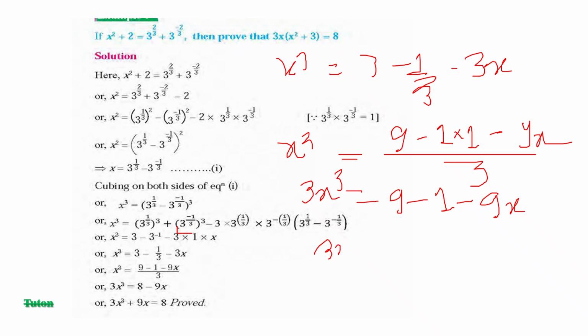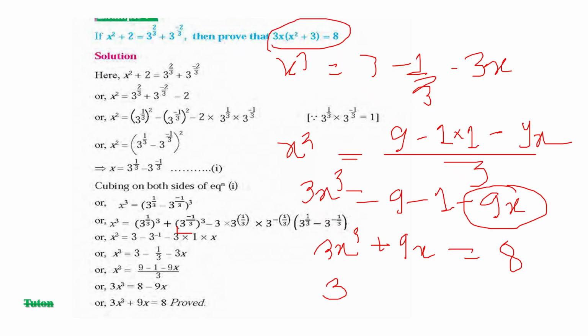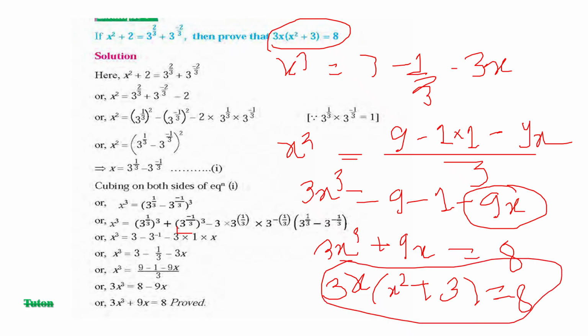and let us move this negative 9x to the left hand side. We will get 3x^3 + 9x is equal to 9 minus 1, which would be 8, and to match up with this equation, let us take 3x as common. 3x(x^2 + 3) is equal to 8. In this way we have proved and derived the equation that we are supposed to derive.